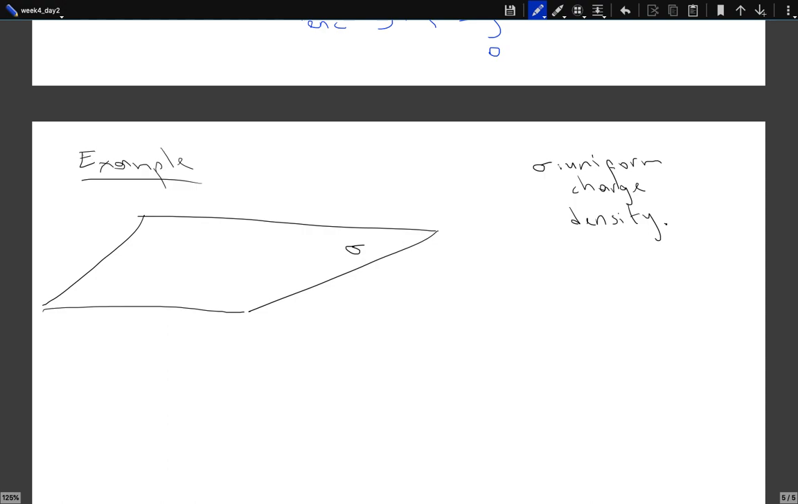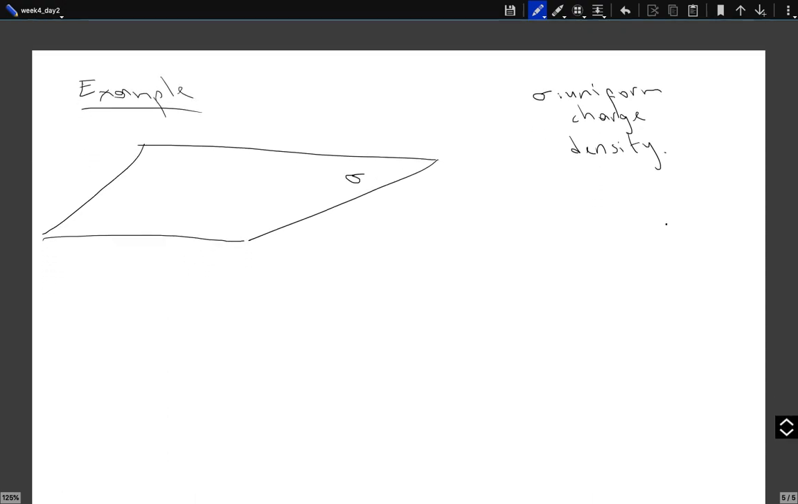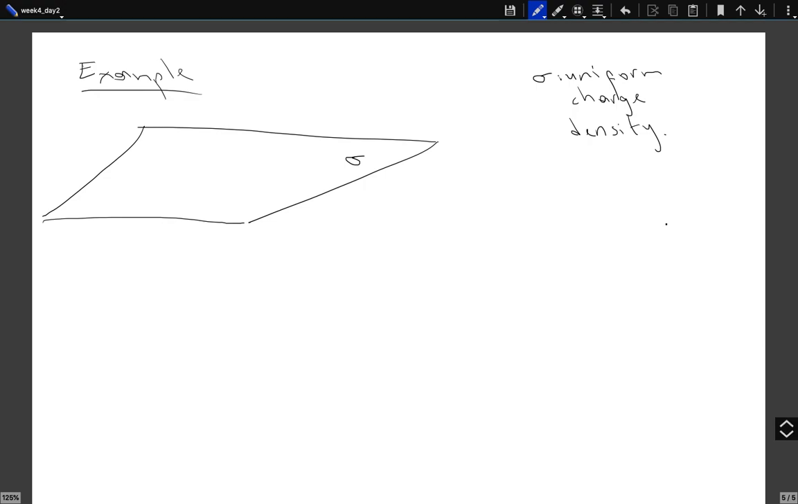So how can we apply Gauss's law here? Well, this is essentially the last type of problem where we can apply Gauss's law to determine the electric field. No, it's an infinite plane. This goes up to infinity in all directions.